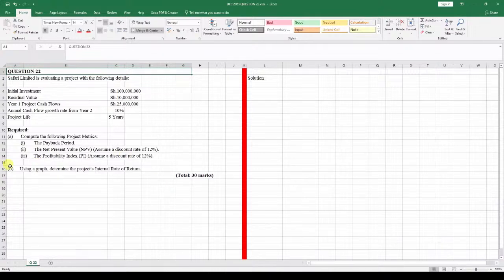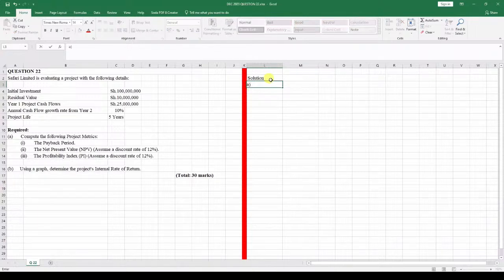B, using a graph, determine the project's internal rate of return. And this totals 30 marks. So trying to answer this question gives you 30 marks in total. So to start us off, we are first of all going to do the following. We're just going to first of all come right here and we say we have the year given to us over here. Given to us. And this gives us year.